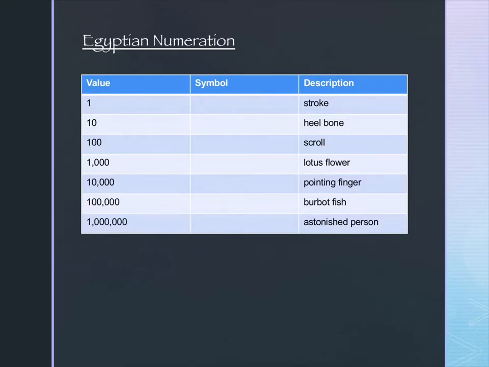The value for 1 is a stroke, and it simply looks like a tally mark, or like our number 1. So that one's easy. The second one, for the number 10, looks like a symbol we've seen before in another context. It's called heel bone, and it actually looks like the symbol that we used for intersection. It's an upside down U. The third one, for the number 100, is called a scroll, and it kind of looks like a 9, but with a curly inside of it or something. Okay?